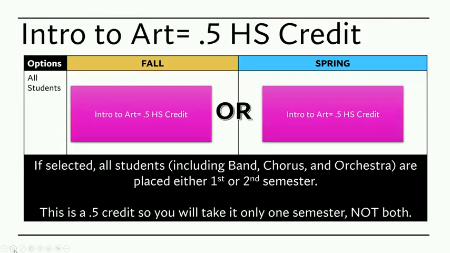Intro to Art. This is a semester-long class, so it is a 0.5 credit. So you will take it either fall or spring. If selected for this course, all students, including band, chorus, and orchestra students, are placed either first or second semester. So you only take this one semester, not both, and you don't get to really decide which semester you take it.